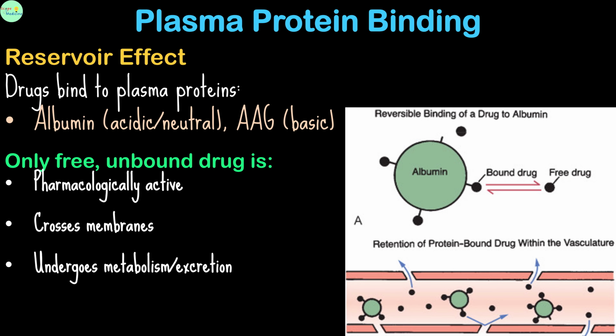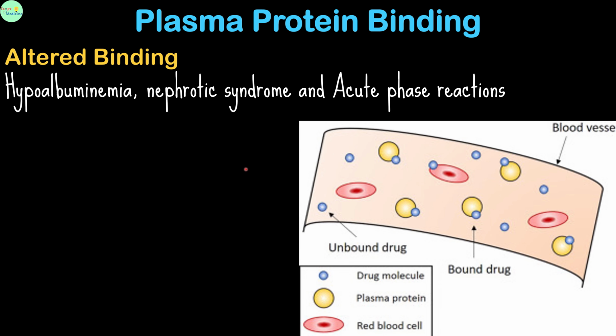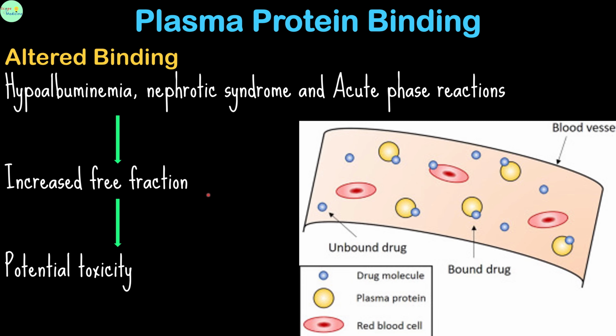The clinical significance of protein binding is multifaceted. Altered binding conditions can change drug dynamics. In hypoalbuminemia, seen in liver disease or nephrotic syndrome, or during acute phase reactions where alpha-1 acid glycoprotein increases, the free fraction of a drug can rise significantly. This can lead to an increased pharmacological effect or even toxicity, despite a measured total drug concentration appearing within the normal therapeutic range.